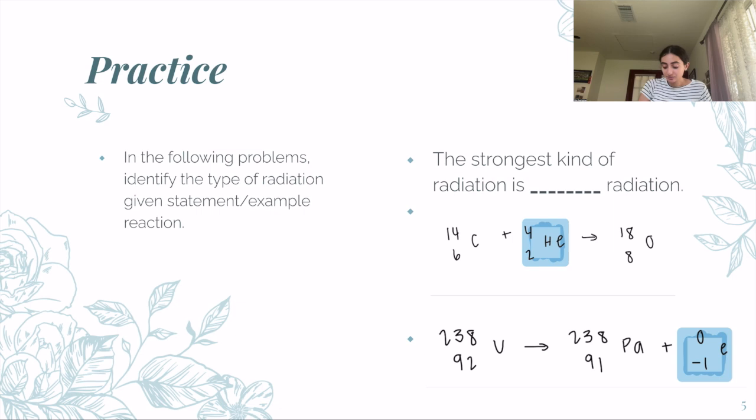Okay, so now we're going to do some practice. The first one is a fill in the blank. The strongest kind of radiation is what kind. And then in the second and third problems, I've shown you what a nuclear reaction practice problem might look like with the nuclide symbols, and you are going to identify the kind of radiation that I'm talking about based on the highlighted boxes. So figure out what kind of particle that symbol represents. So take a minute to work on those 3 problems on your own.